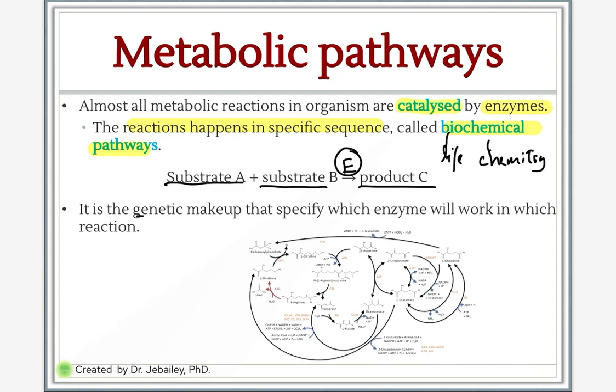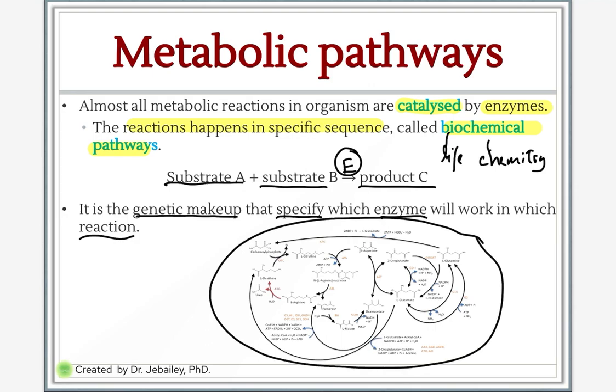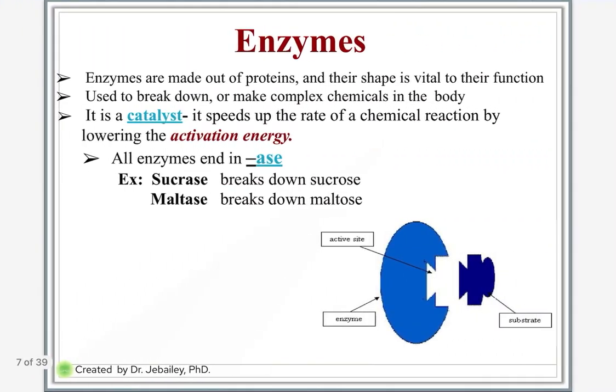Now, in our genetic makeup, we can also make a specific type of enzyme that will work in a specific type of reaction. And here is just a very small sample of different types of chemical reactions with enzymes located in our body. So, since we're talking about enzymes, let's go in deeper.